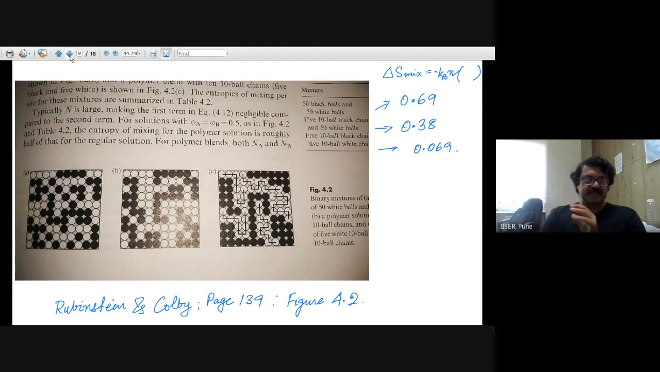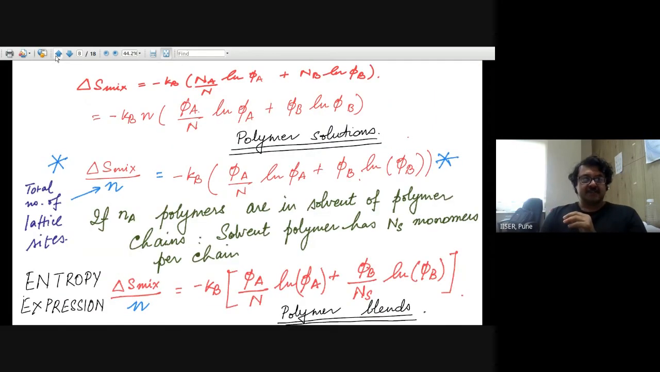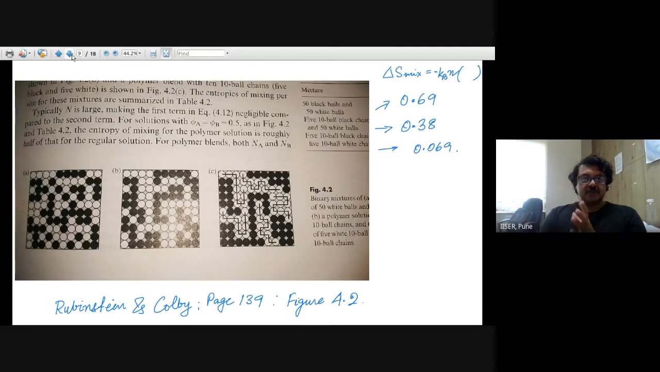To have an idea of the numbers, what I'm calculating is S mix equal to this expression, where n is on the right hand side of the equation. Just to give you an idea of numbers, when you have polymer chains, the entropy of mixing drops drastically. What you could do is explicitly take 50 black balls and 50 white balls, so phi A, the volume fraction, is half, 50 by 100, and phi B equals 50 by 100.